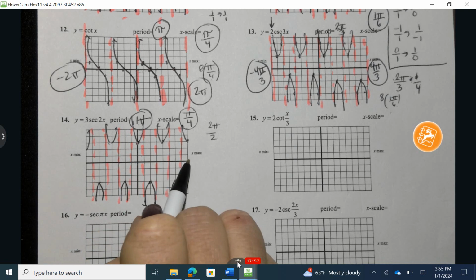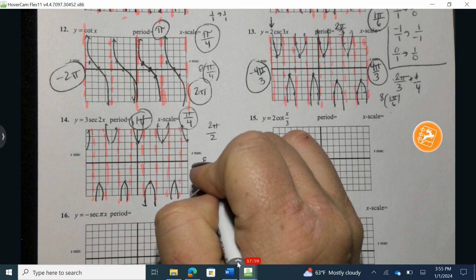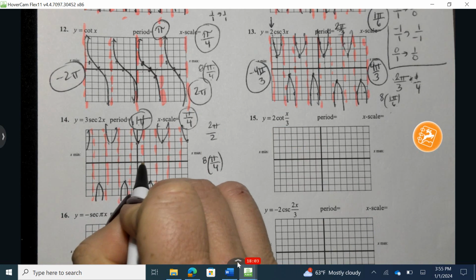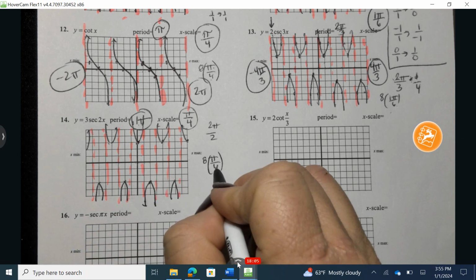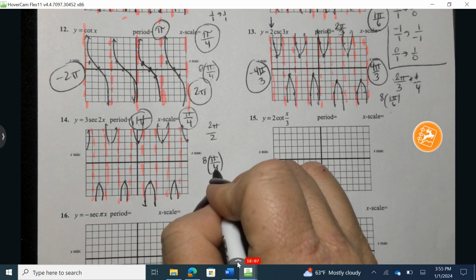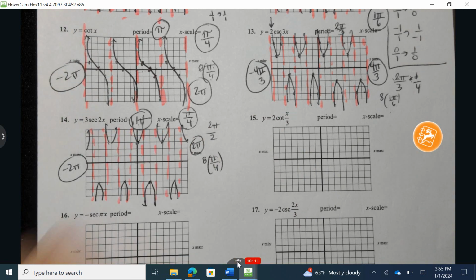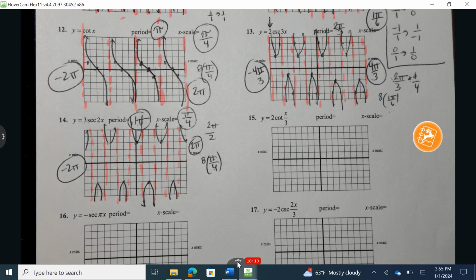This is 8 steps to the right from the origin, so 8 times. Each step has a length for this particular function on the horizontal axis of pi over 4. So I get 8 pi over 4, which is equivalent to 2 pi to the right and negative 2 pi to the left. Let's take a look at number 15.